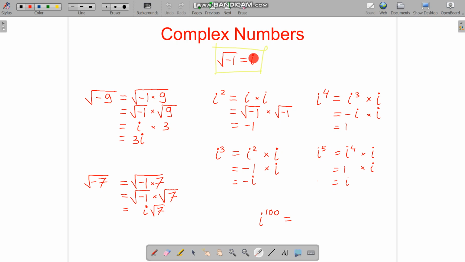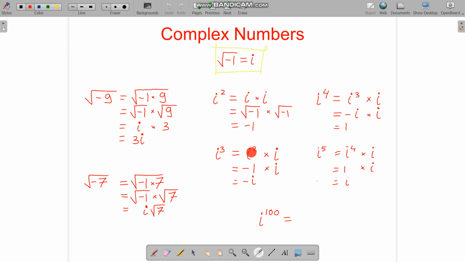So i is the square root of -1, and therefore the square root of -9 is the square root of -1 times 9, which is i times 3. And the square root of -7 is i times root 7. i squared is i times i, which is -1.